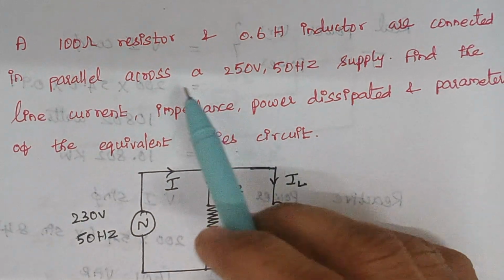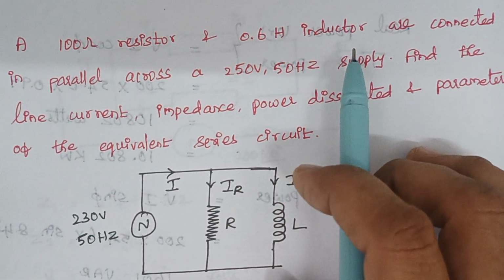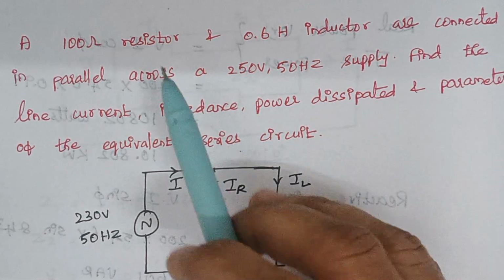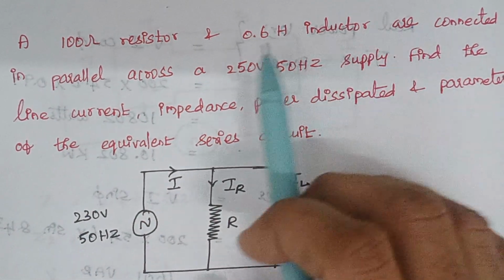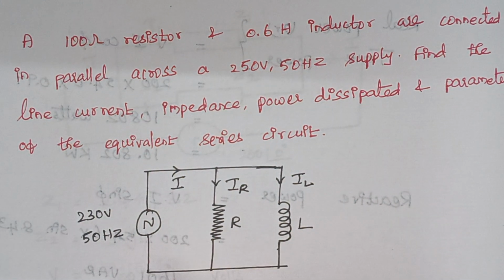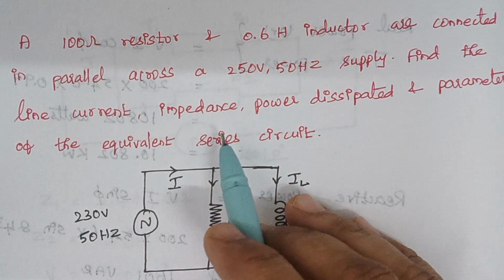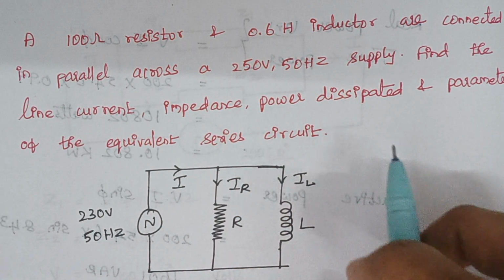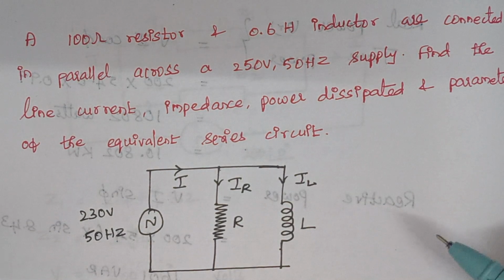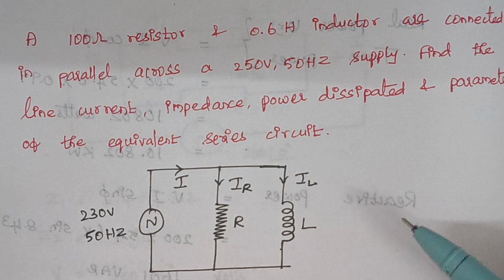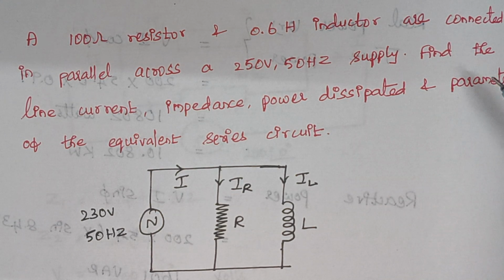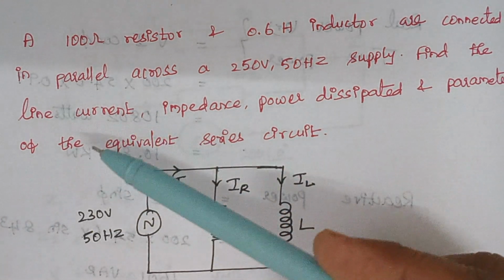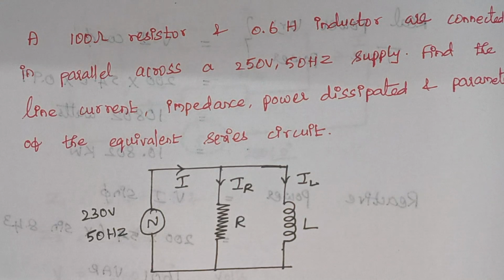The problem is a 100 ohm resistor and 0.6 Henry inductor connected in parallel across the 250 volt 50 Hz supply. So here we have an R and an L connected in parallel across this voltage source, right? Find the line current, impedance, power dissipated and parameters of the equivalent series circuit. So here we are going to design an equivalent series circuit, and we have to calculate the values of the elements present in it. Apart from that, we need to calculate the current, impedance and power dissipated.